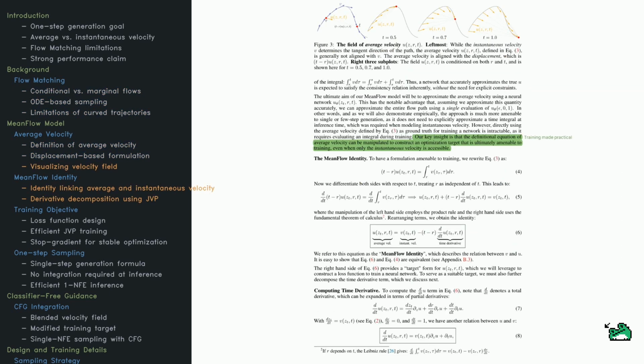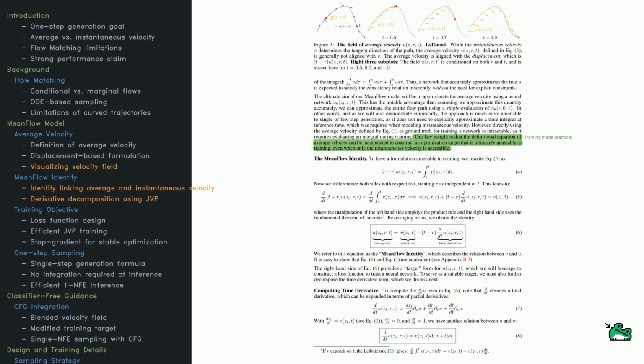Now we're getting into the heart of how this works. That visual at the top? It nails the concept. Instantaneous velocity follows the twists and turns of the path, but average velocity? It goes straight from start to finish. It doesn't care about the wobbles in between. The goal is to teach the model to learn this straight line movement.